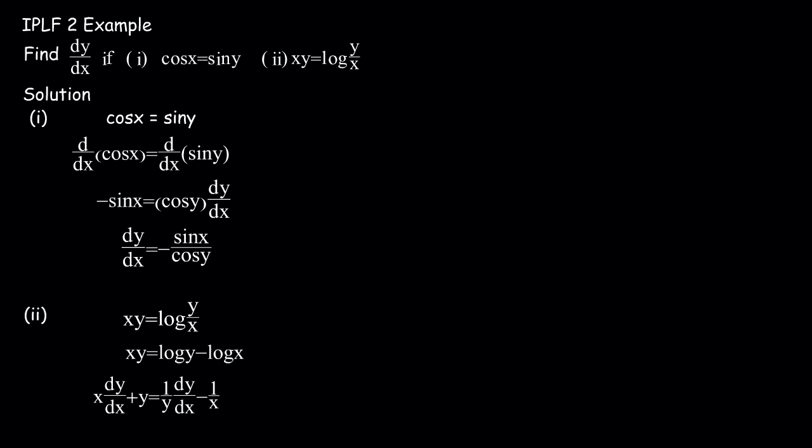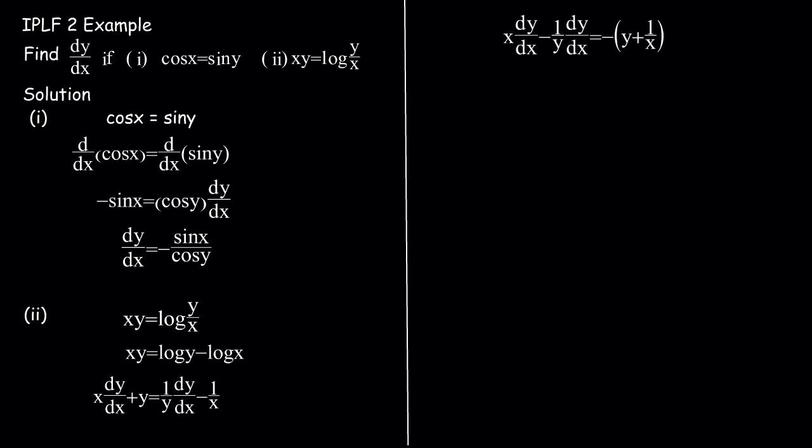The derivative of log y will be 1 over y dy/ds, minus, we differentiate log s to be 1 over s. At this point, I'm going to be collecting like terms. That's take all our components that have dy/ds to our left hand side. Doing so, our equation becomes s dy/ds minus 1 over y dy/ds equals minus, in brackets, y plus 1 over s.